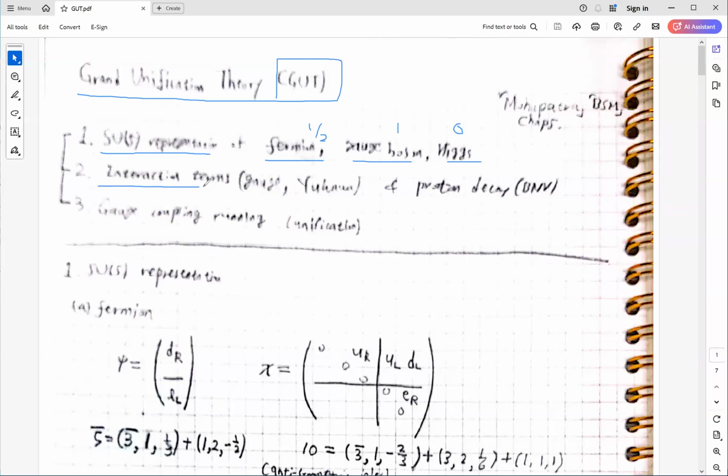And after constructing the SU(5) representations of the particle fields, we will talk about the interaction terms in the Lagrangian for the SU(5) GUT theory: the gauge interaction term and the Yukawa interaction term. The Yukawa interaction terms are related with the baryon mass. The gauge interactions eventually give the baryon number violation process like proton decay.